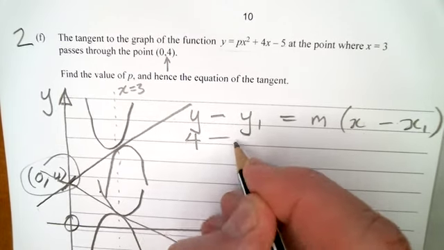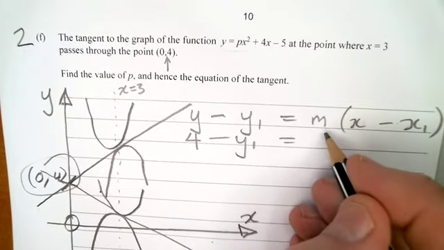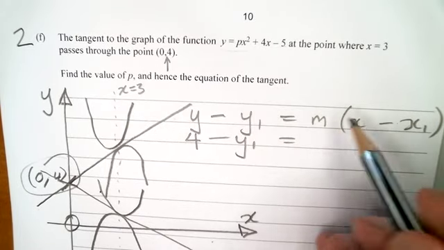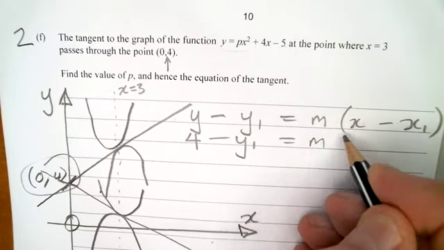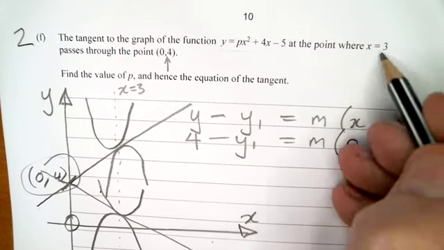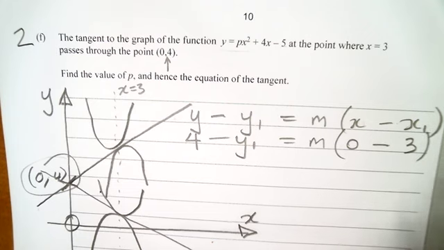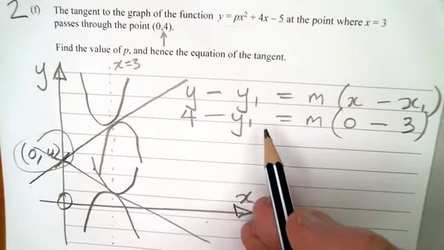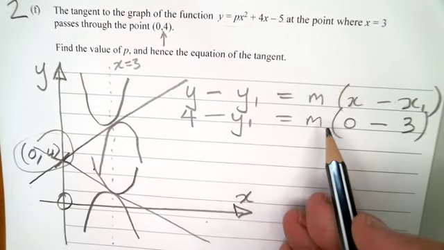I don't know what y1 is. We don't have an m, but we've got an x. X is going to be, so it's going to be m, and this is going to be a 0, minus an x1. Well, that's going to be my 3. So we've got a 3 in there. So I just really need to come up with an expression for y1 and m.